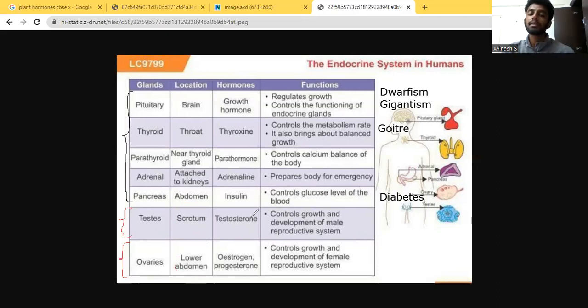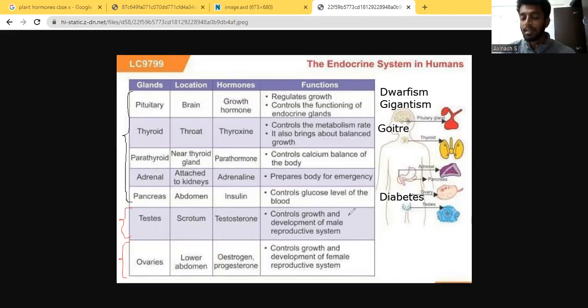The testis produces a hormone called testosterone. The ovaries produce two hormones called estrogen and progesterone. Here the O is silent, like in esophagus, the O is silent. So it's just estrogen and progesterone.